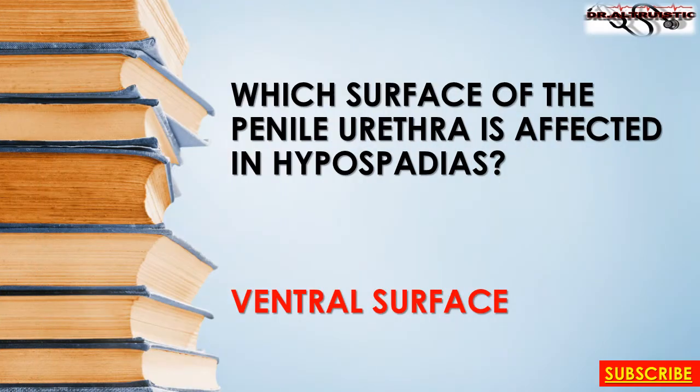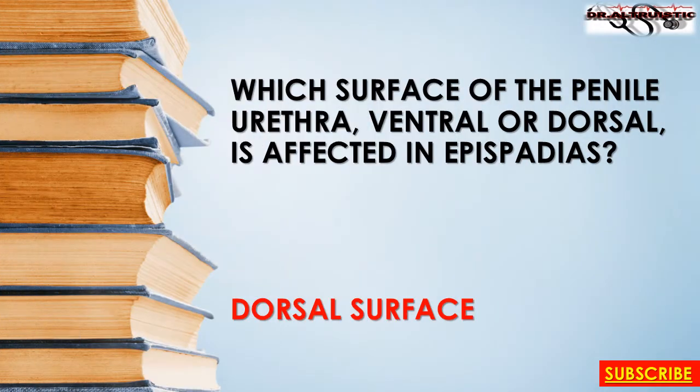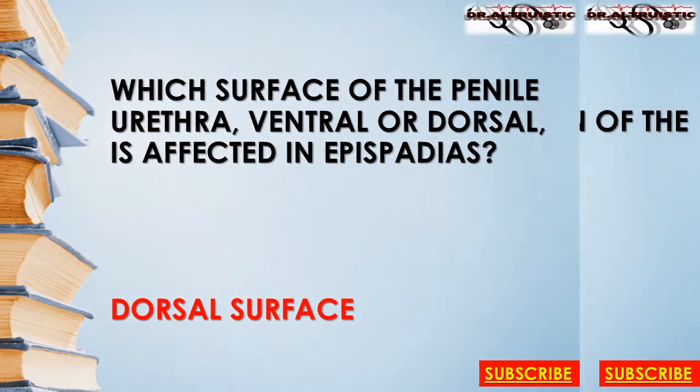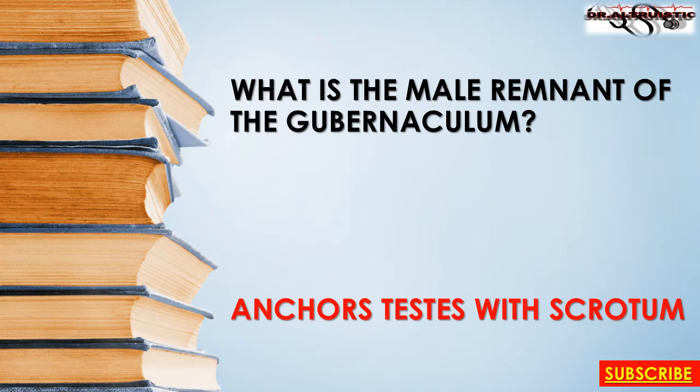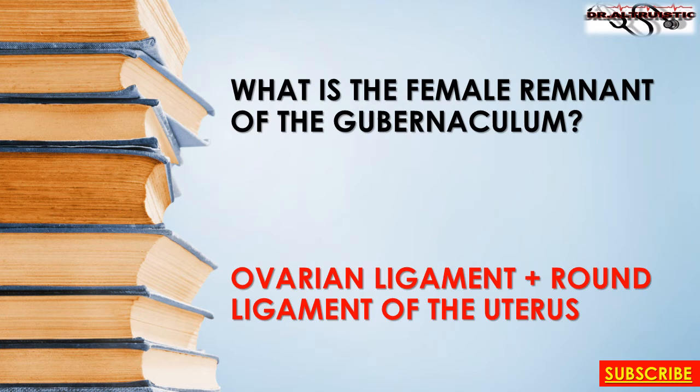Which surface of the penile urethra is affected in hypospadias? Ventral surface. Which surface of the penile urethra, ventral or dorsal, is affected in epispadias? Dorsal surface. What is the description of the gubernaculum? Band of fibrous tissue. What is the male remnant of the gubernaculum? Anchors testes with scrotum. What is the female remnant of the gubernaculum? Ovarian ligament plus round ligament of the uterus.